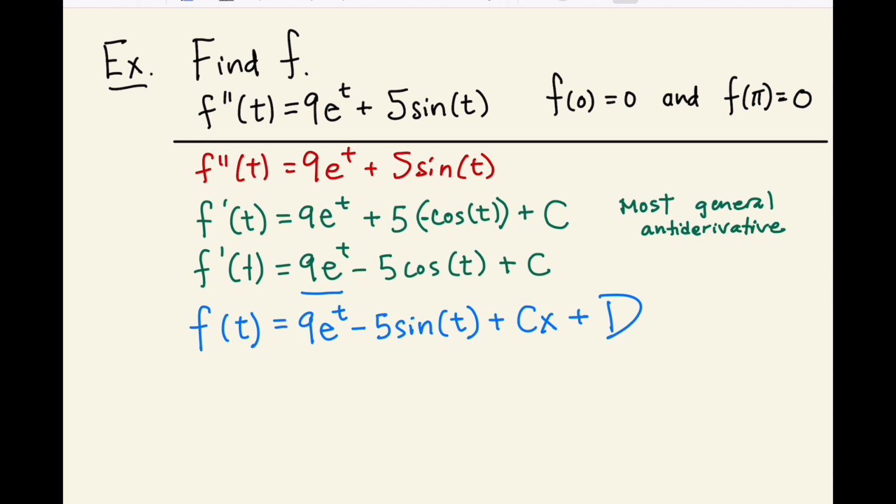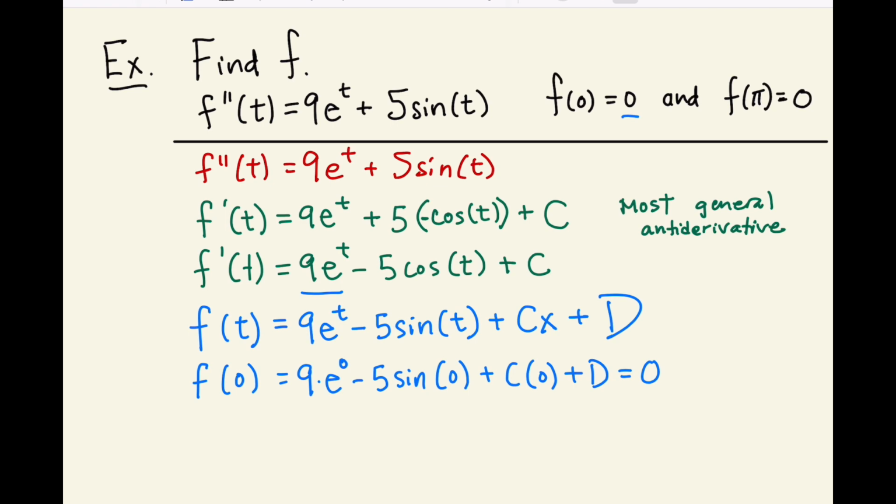Okay. Now I'm going to try to use this information to help me figure out what c and d are. So let's use this condition first because it's easy to plug in zeros. So f of 0 is equal to 9 times e to the 0 minus 5 times sine of 0 plus c times 0 plus d, and this we're given is equal to 0 also. So I have 9 times 1 minus 5 times 0 plus d is equal to 0. This gives me 9 plus d is equal to 0, or d is equal to negative 9. So that's nice. We actually found what d is equal to.